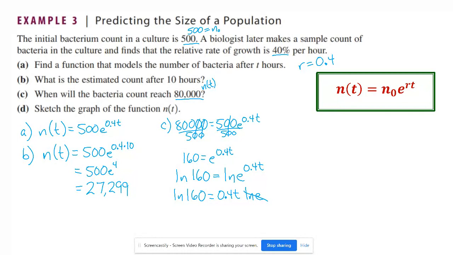Now, all we have to do to get t by itself is divide by 0.4. So we have natural log of 160 divided by 0.4.